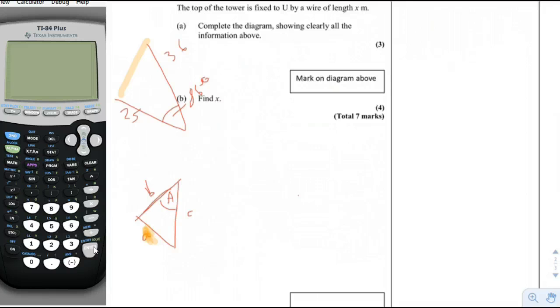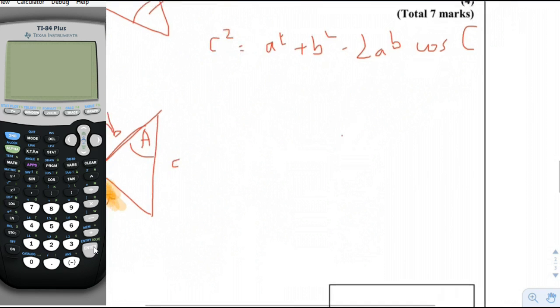Well, you could write it out in any way, but you just need to make sure. Like for example, normally it's written like this: c squared equals a squared plus b squared minus 2ab cosine of big C. But we could rewrite it as a squared equals b squared plus c squared minus 2bc cosine of big A.